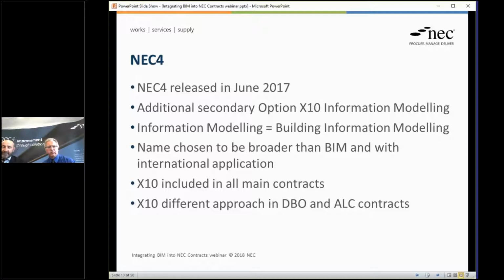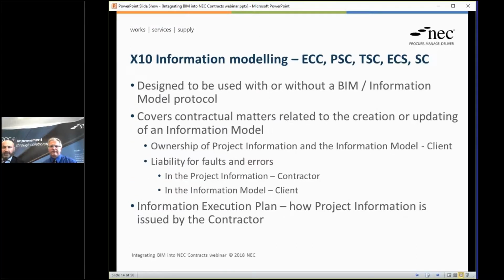And it's also worth noting, and we'll touch on this later, that X10 is subtly different in the DBO and alliance contracts to the other main contracts. So the way it works in the main contracts, ECC, PSC, TSC, etc., is that the clause is designed to be used with or without a BIM or information model protocol. Right. The idea is the secondary option touches on all the contractual aspects of BIM.